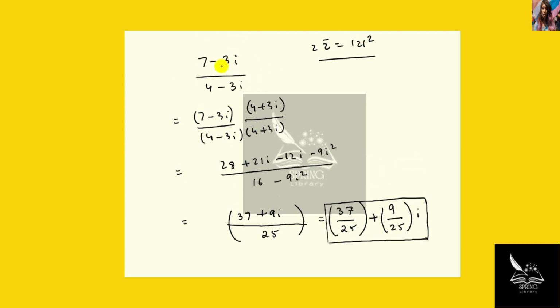We have that 7 minus 3i divided by 4 minus 3i is 37 by 25 plus 9 by 25 times i. This is in the a plus ib form. So this is the real part of the quotient, and this is the imaginary part of the quotient. And this completes our solution of this question.